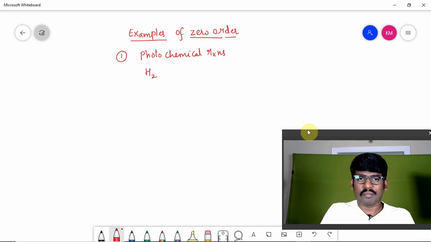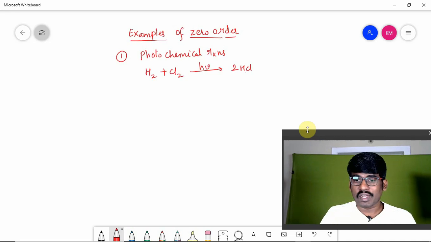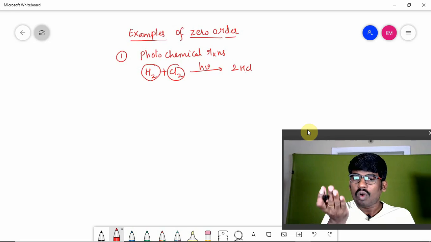You can take an example, that is H2 plus Cl2, which in the presence of sunlight gives HCl. Sir, how can we consider these photochemical reactions as examples of zero order reactions? You might ask me this question, right? Generally, the reaction of hydrogen and chlorine can be done on the surface of water. When these two reactants react with each other, they form HCl. That HCl will be dissolved in the water. When it is dissolved in the water, the volume of the water rises.